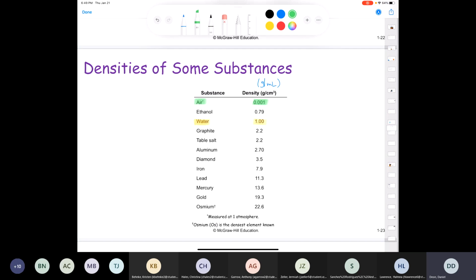And then if you think about something that's really dense, you might think about something like osmium. I think osmium is the densest of all the elements. It's 22.6 grams per centimeter cubed, or grams per milliliter. And so you can see that that would be a way to differentiate between substances, would be to measure their densities and then compare them to the values found in a table like the one shown here.